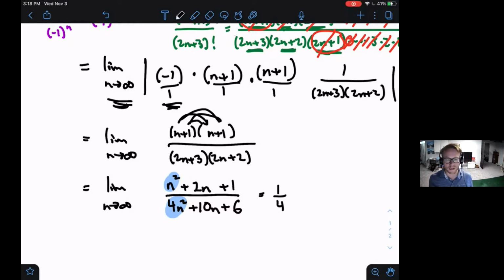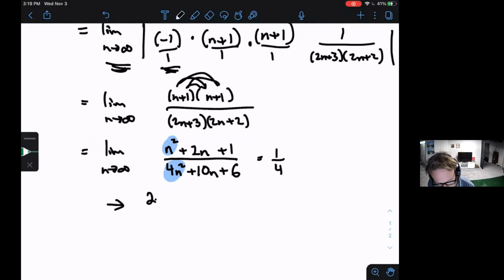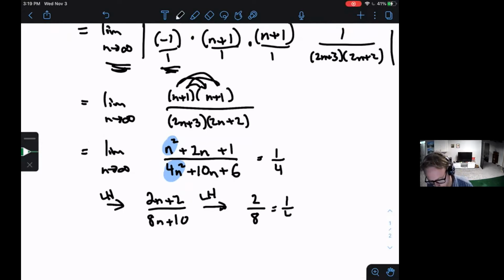Or some of you may like L'Hopital's rule. So you could apply L'Hopital's rule twice in this case. If I did L'Hopital's rule once, I'd have 2n plus 2 in the numerator, and then 8n plus 10 in the denominator. If you plug in infinity over infinity, you're going to have another indeterminate. It's going to be this infinity over infinity situation. So you could apply L'Hopital's rule one more time. And when you take the derivative now, you're going to get 2 divided by 8, which is again 1/4. So there are lots of ways to evaluate this limit once you've gotten to this point.